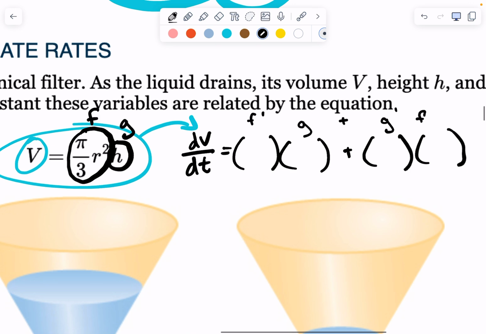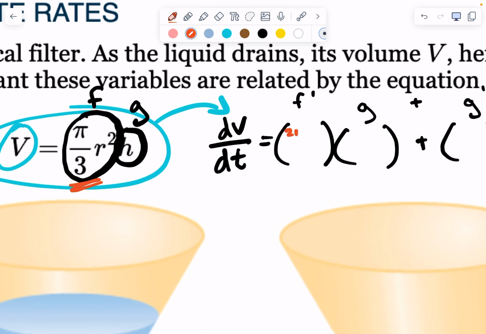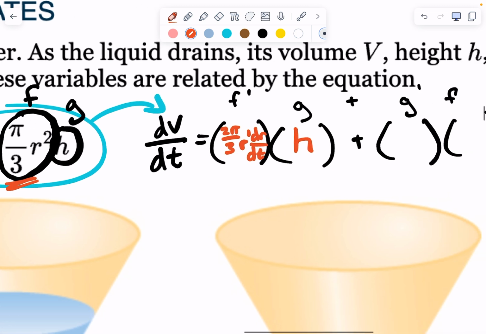All right, I'm going to take the derivative of pi over 3 r squared. That's f prime, right? So 2 comes down in front. What's 2 times pi over 3? 2 pi over 3. r to the first power times, what's the derivative of r, though, with respect to time? Everything now is with respect to time. dr/dt. Every variable is going to have a d/dt, right? Times g, and g is just h.